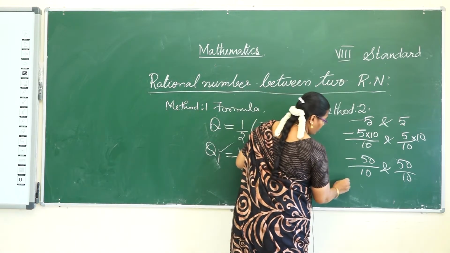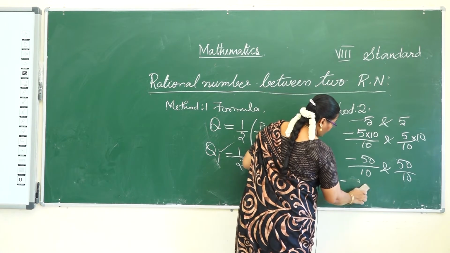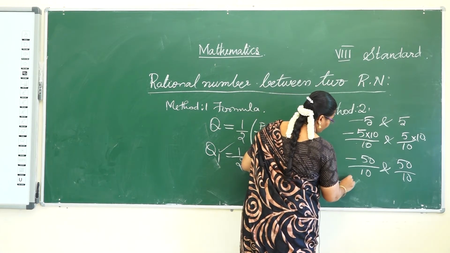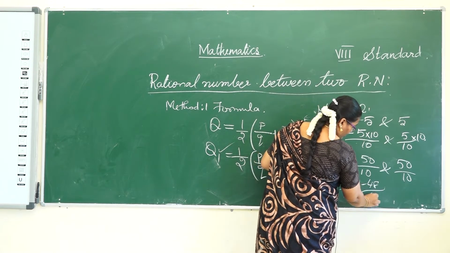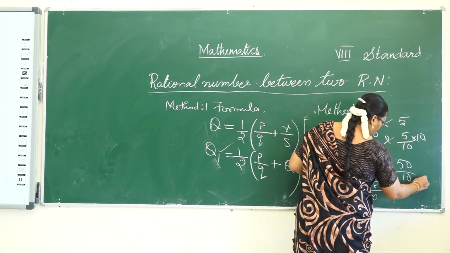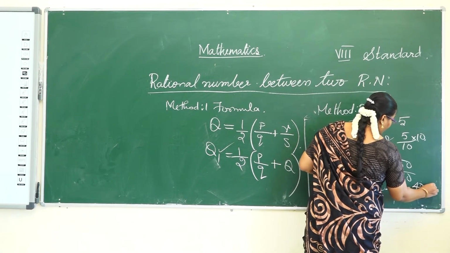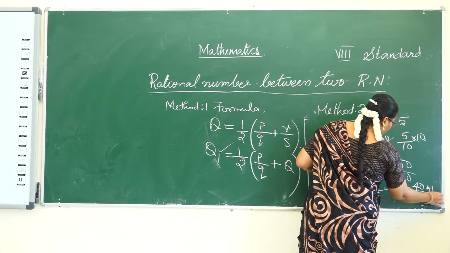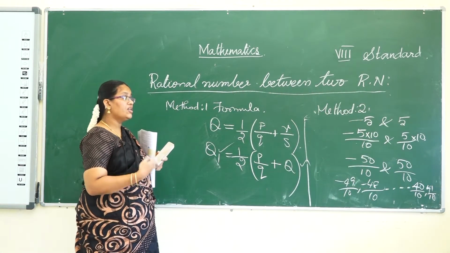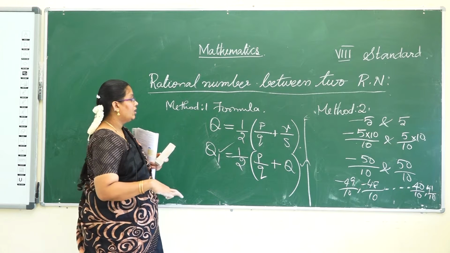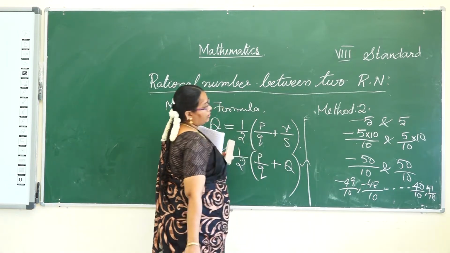So now write, it has infinitely many rational numbers. Between minus 50 by 10 and 50 by 10, the numbers are minus 49 by 10, minus 48 by 10, endlessly going, is it, here 40 by 10, 41 by 10, up to 50 by 10. It has many rational numbers between minus 5 and 5. Okay. These are the two methods. This is the formula method, this is the regular method.